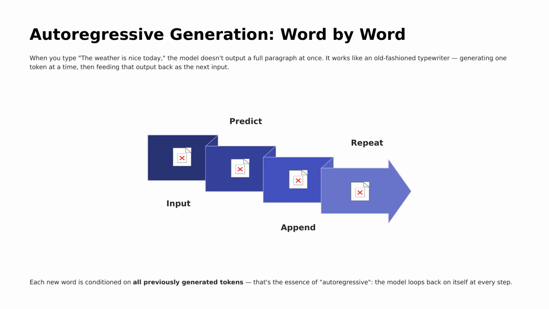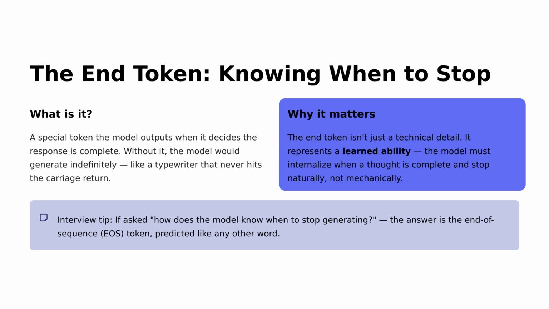Welcome to the concept of autoregressive generation. Imagine typing a sentence like, "The weather is nice today," rather than generating an entire paragraph at once. The model works like a typewriter, producing one word at a time. It uses the previous words to predict the next. This loop of input, predict, append, and repeat, is the core of autoregression, where each word depends on those that came before it.